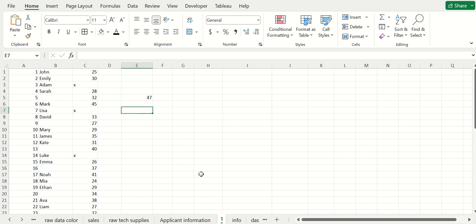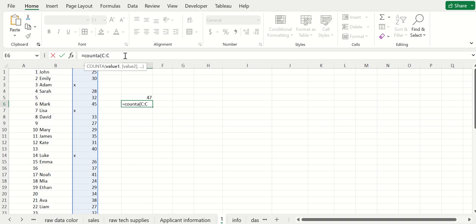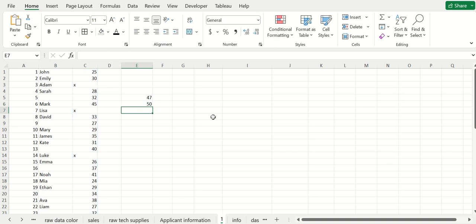Now, on the other hand, the CountA function is going to count any cell as long as it's not blank. So it could be a number, it could be a letter, it could be a percentage sign, it could be anything, and it's going to count it as long as it's not blank. So right here, if I write equals COUNTA, and then again highlight all of column C, close my parentheses, and hit enter, now it gives me 50.